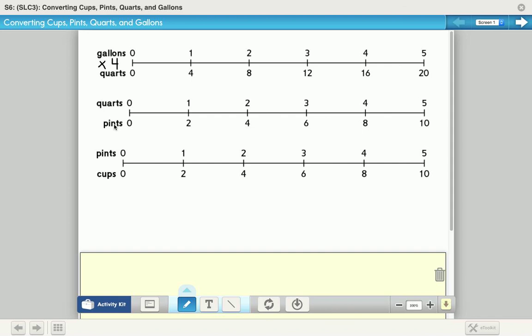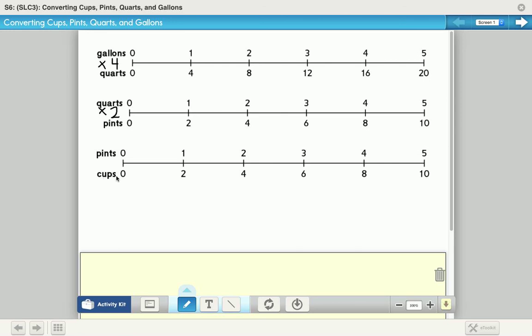To change quarts into pints, 1 quart equals 2 pints, 2 quarts equals 4 pints, 3 quarts equals 6 pints, 4 quarts equals 8 pints, and 5 quarts equals 10 pints. So what do we do to change quarts into pints? We multiply times 2. 1 times 2 is 2, 2 times 2 is 4, 3 times 2 is 6, 4 times 2 is 8, 5 times 2 is 10, because there are 2 pints in every quart. And if you wanted to change pints into quarts, instead of multiplying times 2, you would divide by 2.